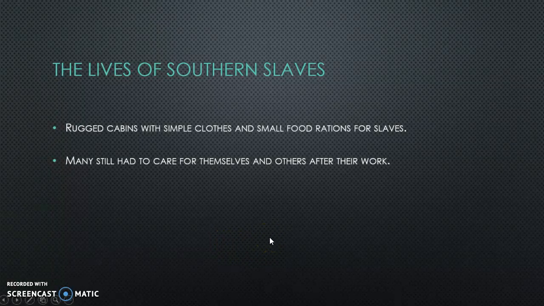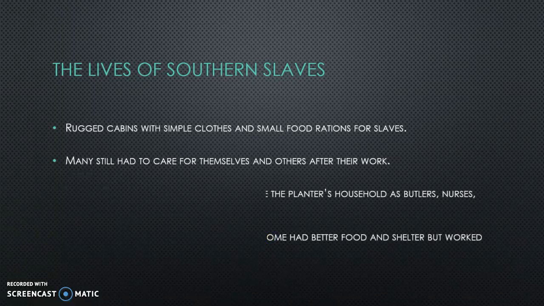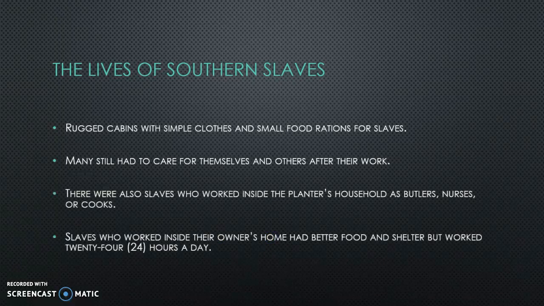So, the lives of Southern slaves. Slaves typically lived in pretty basic cabins with pretty simple clothes. They were given small food rations, and many, even after working in the hot sun or the field all day, had to care for not only themselves, but maybe their children, maybe an elderly parent that was still a slave, or they had to help take care of each other.